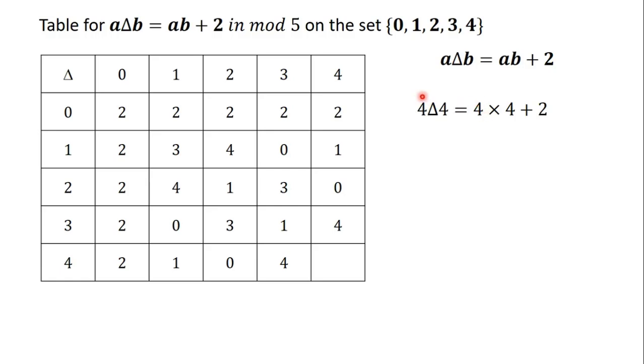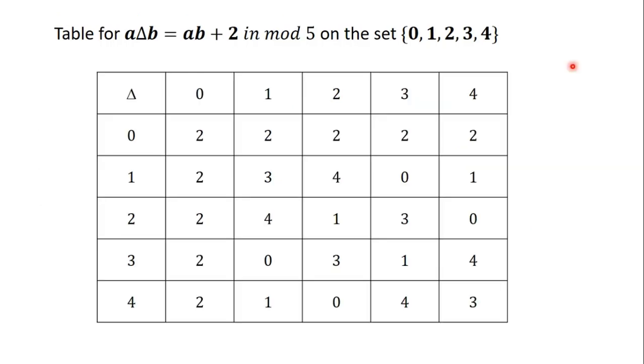The last one is 4 delta 4. 4 delta 4 is equal to 4 times 4 plus 2. 4 times 4 is 16. And 16 plus 2 is 18. 18 mod 5 is equal to 3.